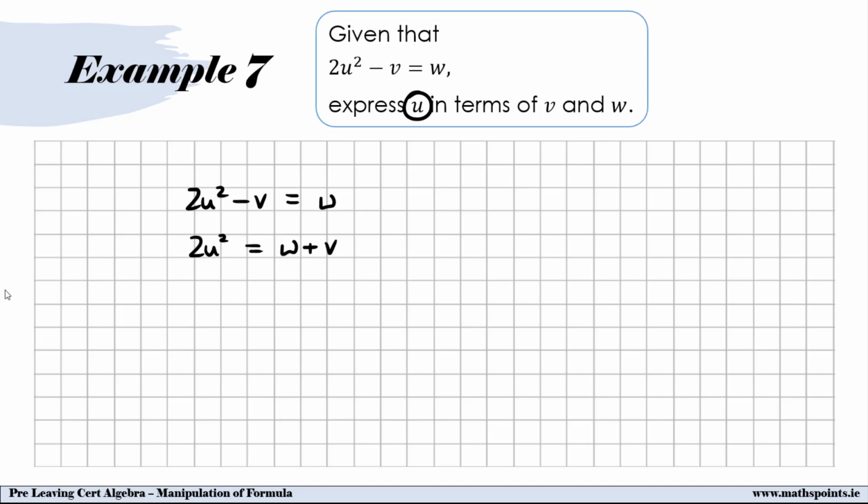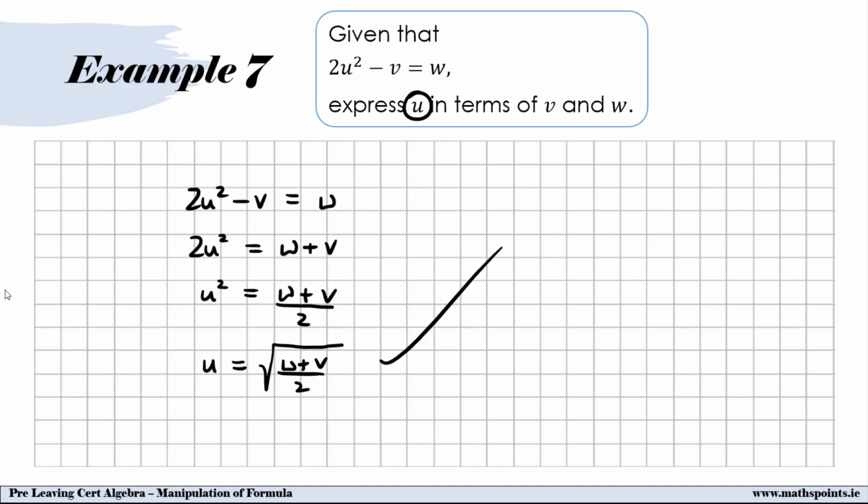Next, I want to get u by itself, so I'm going to get rid of any number that's directly beside it. So 2 is being multiplied by u squared, so I'm going to divide both sides by 2 to get the u on its own. So I have u squared equals w plus v over 2. So dividing by 2 on the left hand side gets rid of the 2, and then dividing by 2 on the right hand side we have w plus v over 2. So I'm not trying to make u squared the subject of the formula, I want to make u the subject of the formula. And so what I'm going to have to do is find the square root of both sides. The square root of u squared is u, and then the square root of w plus v over 2 is just root w plus v over 2.